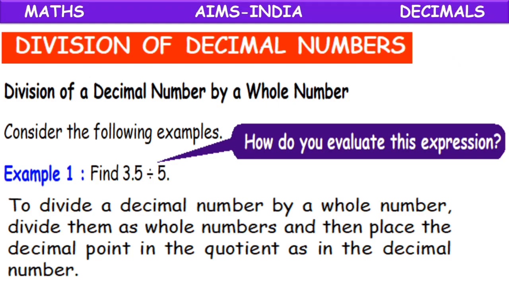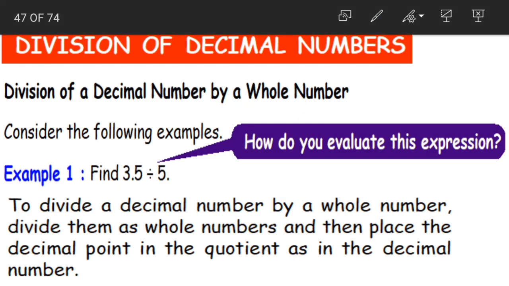Now we are done with the 3 basic operations, that are addition, subtraction and multiplication, and we've reached the last mathematical operation, that is division of decimal numbers. First, let us learn how to divide a decimal number by a whole number. Consider the following example. Find 3.5 divided by 5. We are having a decimal number which is divided by a whole number.